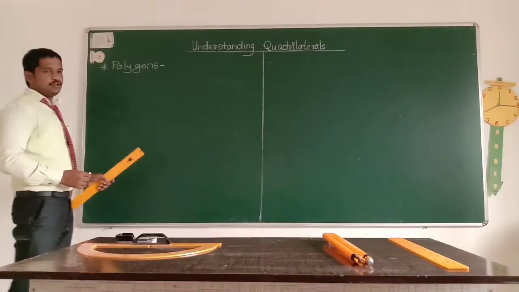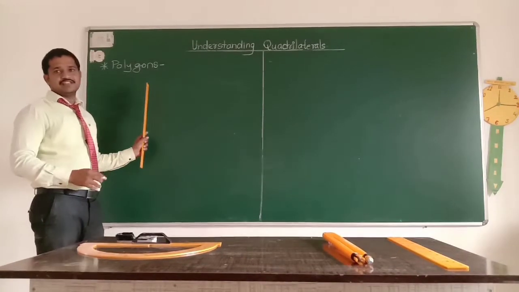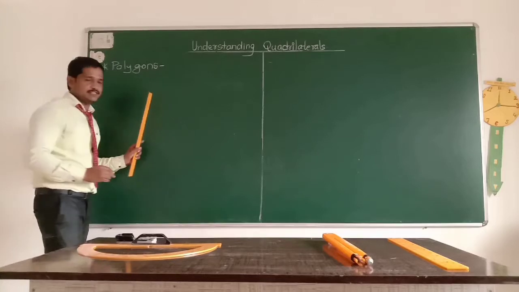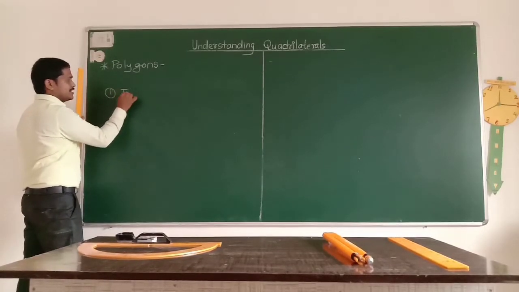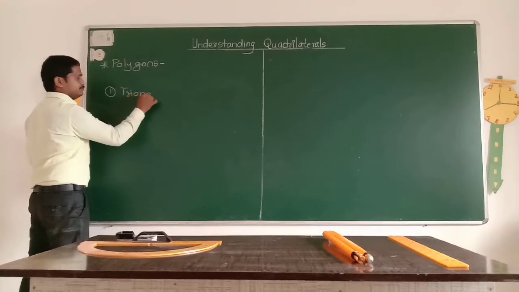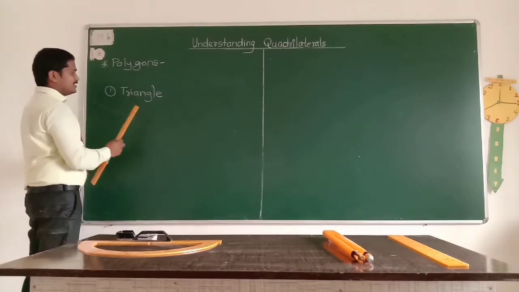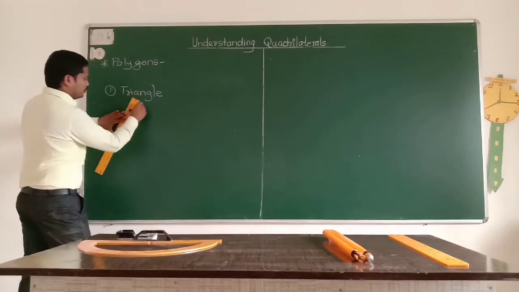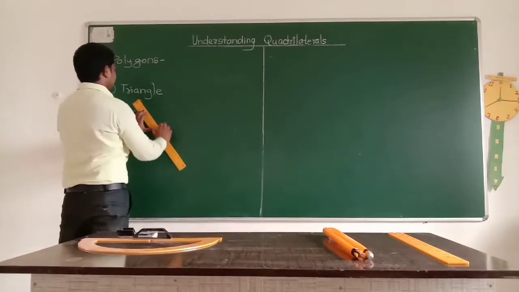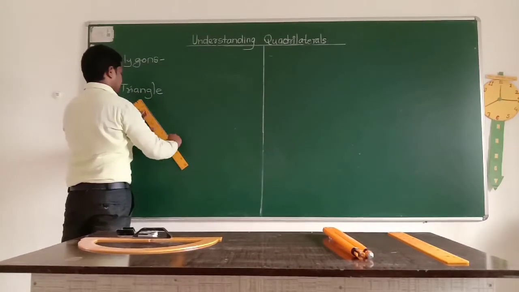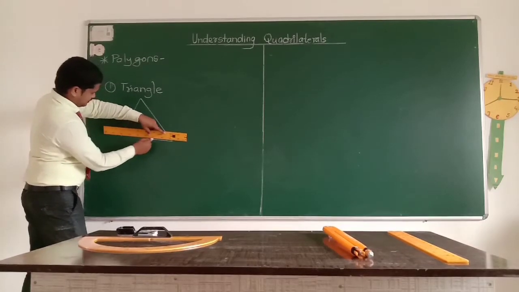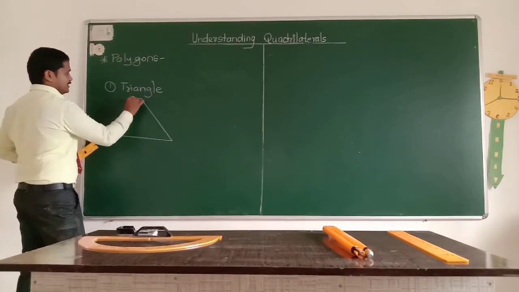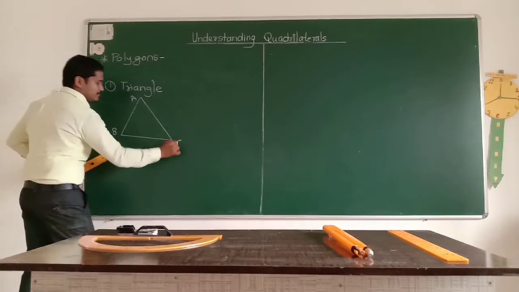So as we know, a polygon is a type of figure which has three or more than three sides. So the first type of polygon which forms with three sides is the triangle. A triangle is a type of polygon with three sides, three vertices and three angles. So here we can see there are three sides to this triangle. We have taken a right-angled triangle.